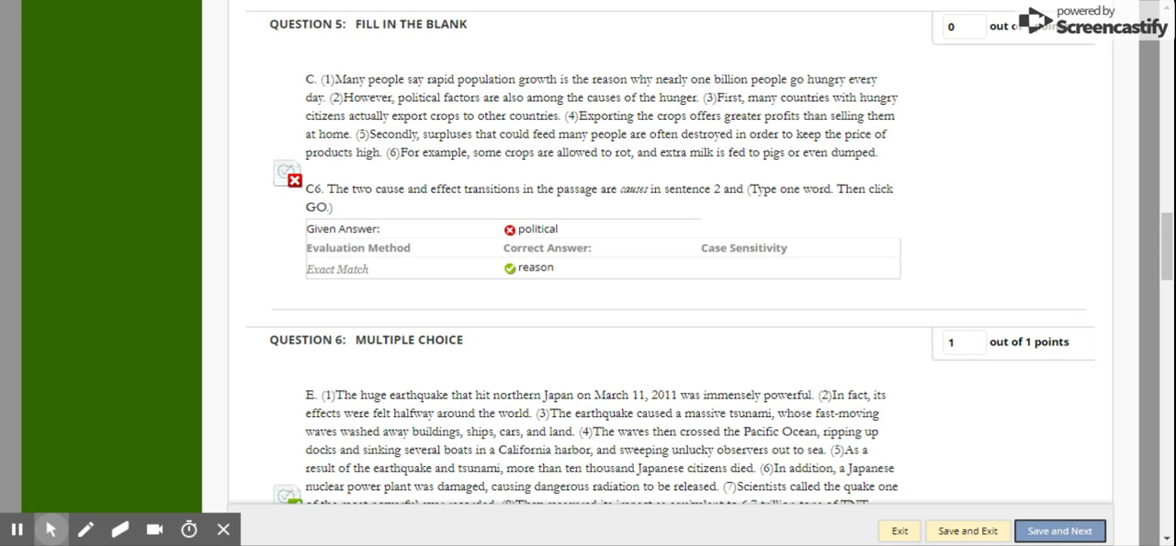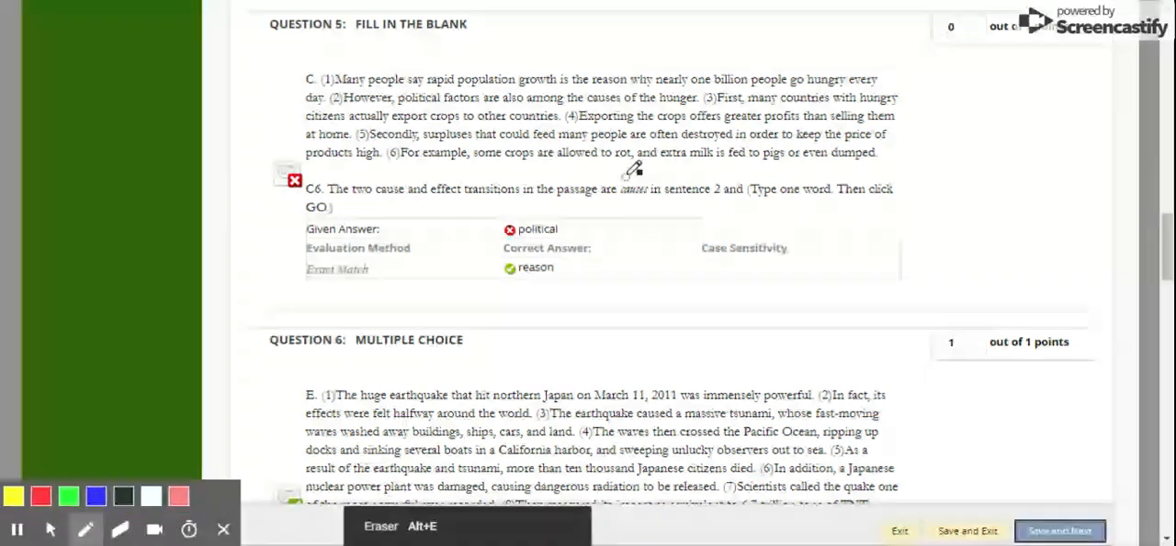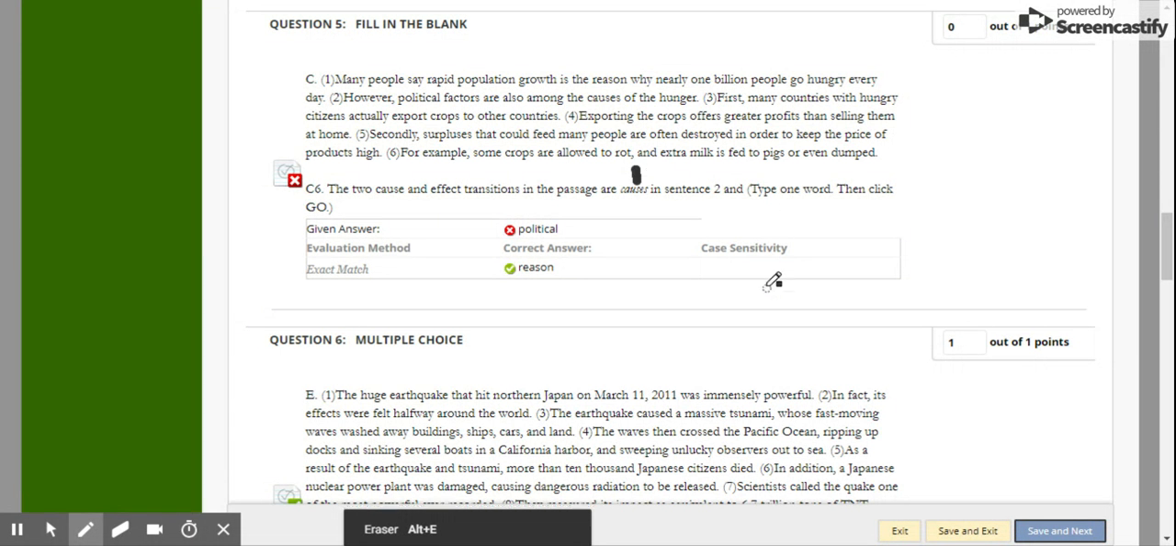Okay, here's another one. Question 5. Many people say rapid population growth is, I'm sorry, let me go back down here. The 2 cause and effect transitions in the passage are, the first one is causes. Okay, it's in sentence 2. We can find it right here. See it? Causes. And you need to find the other one. Where's the other word that signals a cause, and that's the word reason.